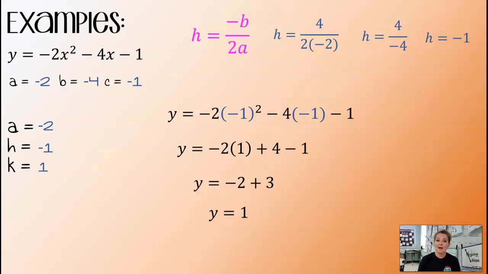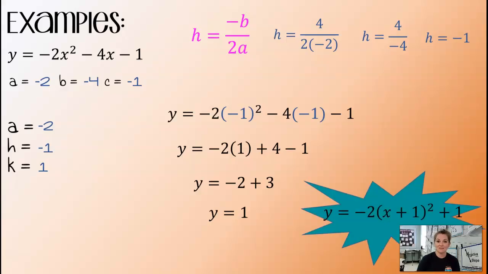So now I have my a, my h, and my k, and I can plug that into my vertex form. So my vertex form is y equals negative 2 times (x plus 1) squared plus 1. Now it is plus 1 inside because it is opposite h. We like to say opposite h instead of negative h as well. So it is opposite h, keep the k. My h was negative 1, so I'm going to go opposite that and do plus 1. Keep your k. My k was positive 1, so it's plus 1.